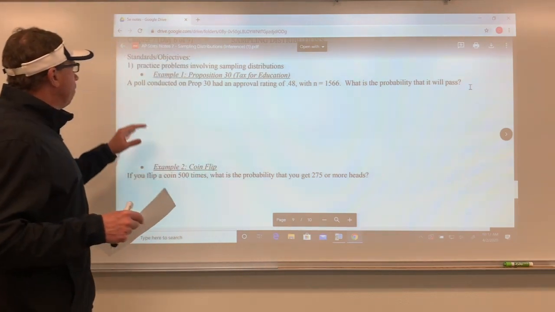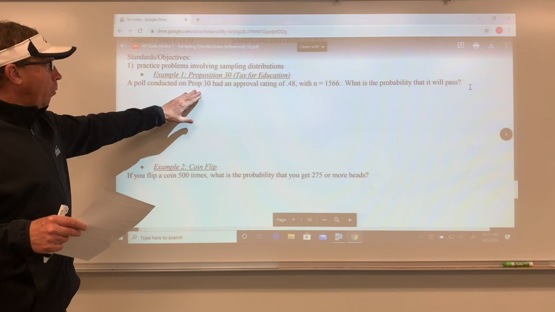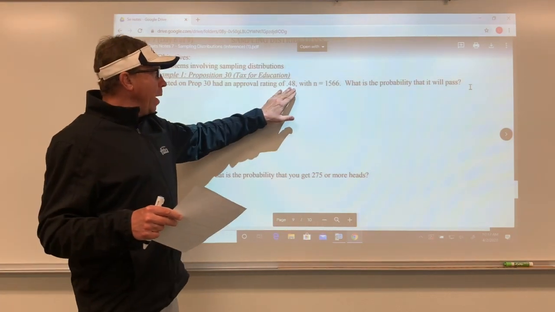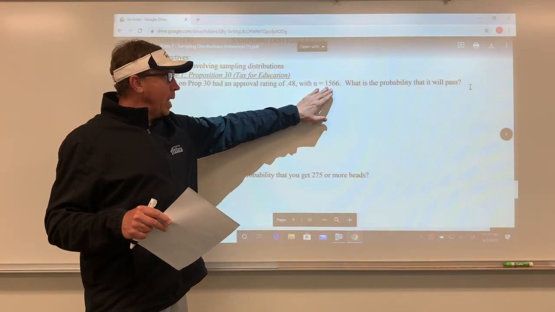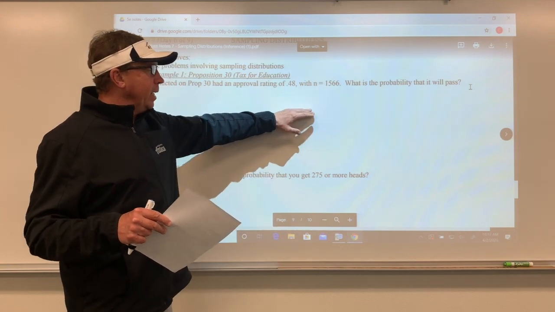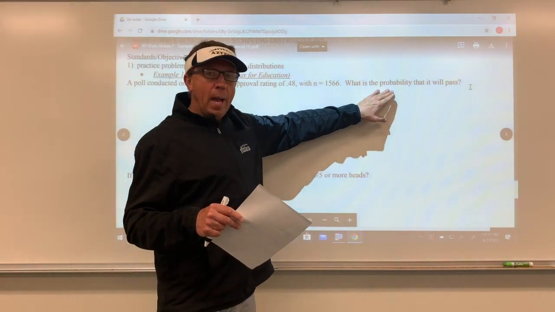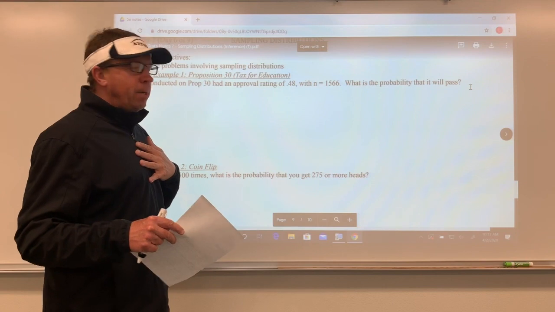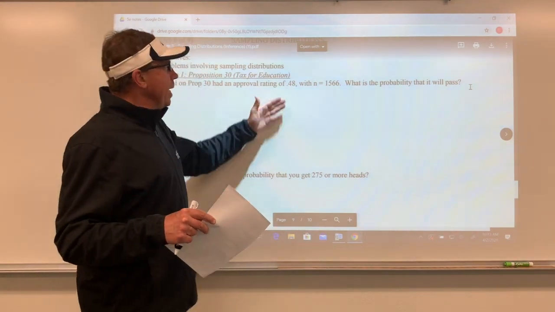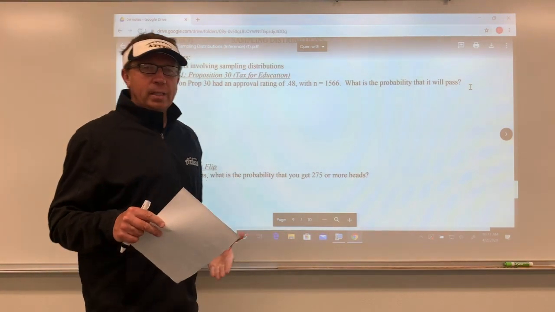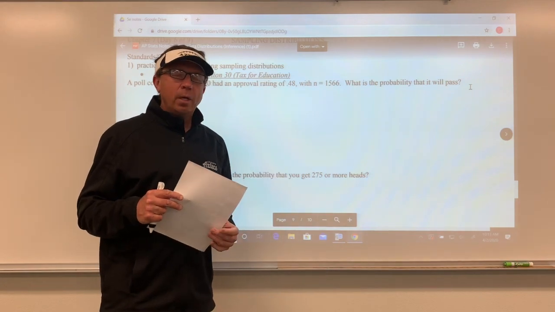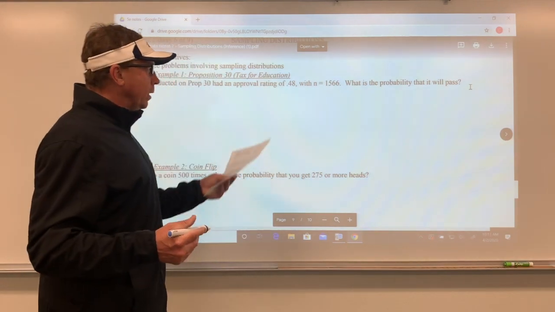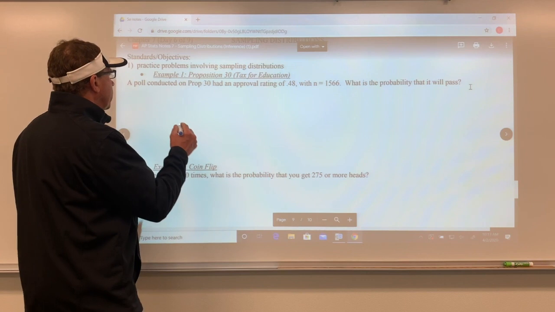All right, first problem. A poll conducted on Prop 30 had an approval rating of 48% with a sample of 1566. What's the probability it will pass? So in my mind, 50% is passing. We're wondering if this sample, what are the chances that 50% actually would happen in the real election based on this sample? Okay, so let's go through this.